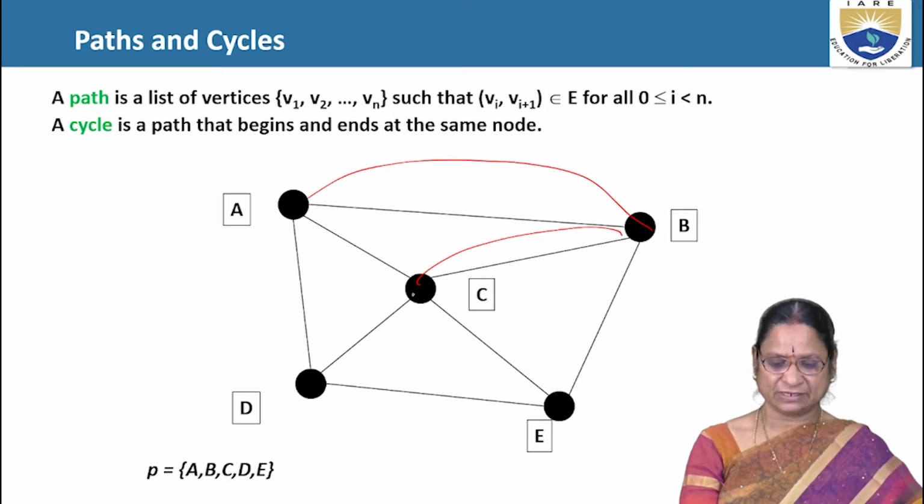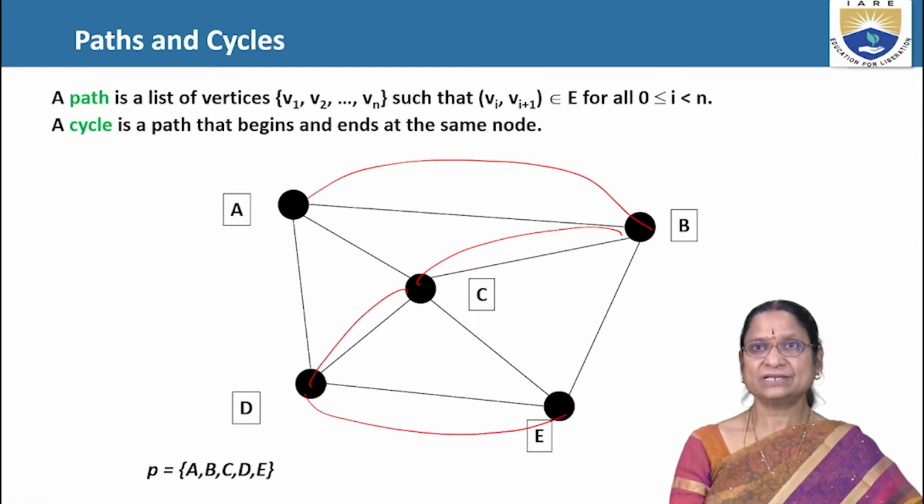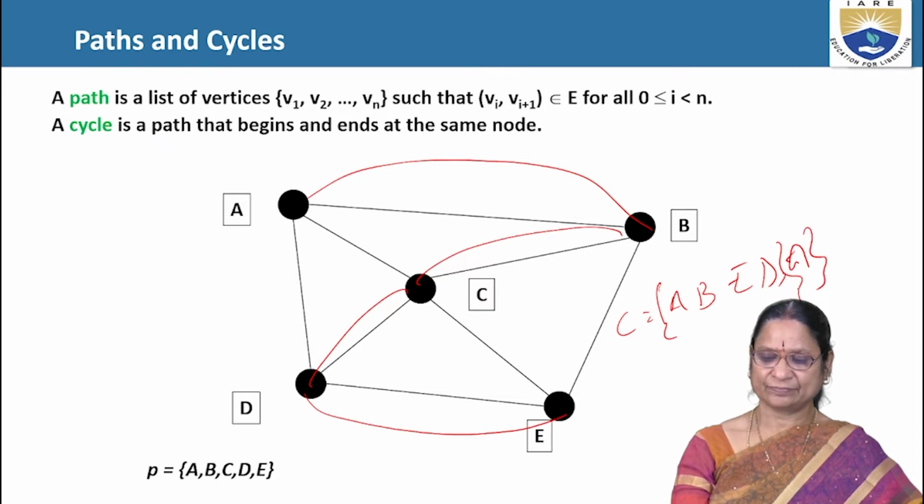A to B, B to C, C to D and D to E. This is a path. The first vertex is A and the last vertex is E, and both are not the same, so it is a path. For example, if you are going to consider a cycle, let us consider the path A, B, E, D and then D to A. This is a cycle.